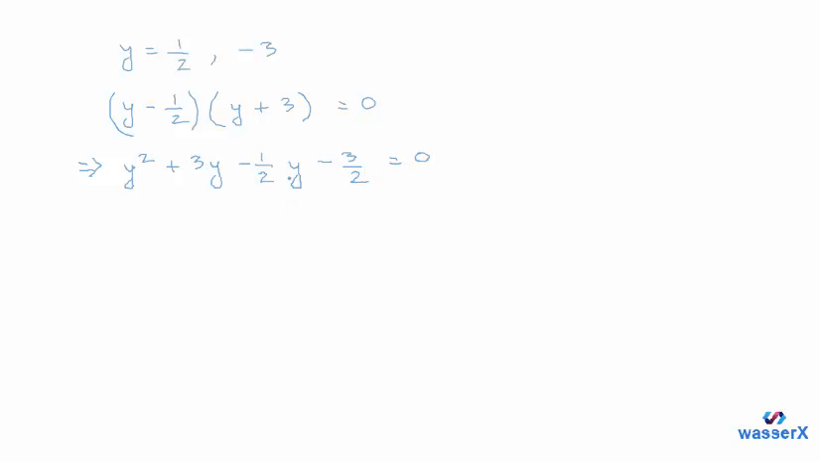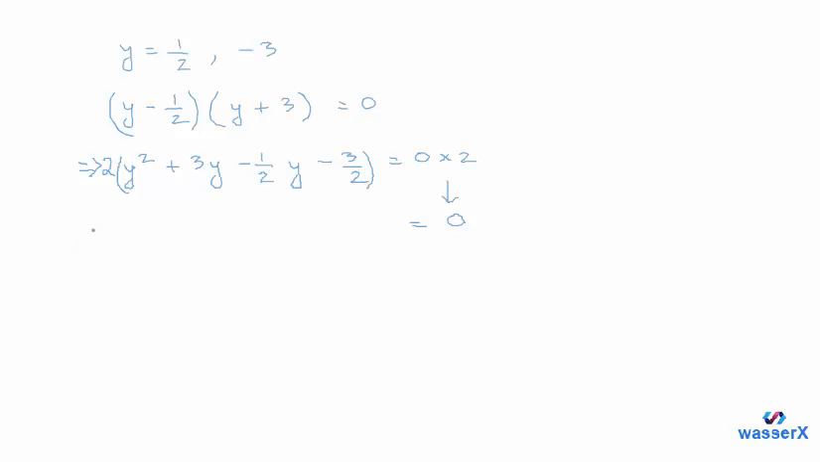Now we have a couple of fractions here. They both have a denominator of 2. In order to get rid of the fractions, let's multiply both sides of the equation with 2. Now on the right we have 0 times 2. Now what's 0 times 2? It's obviously 0. So there's no change on the right hand side.